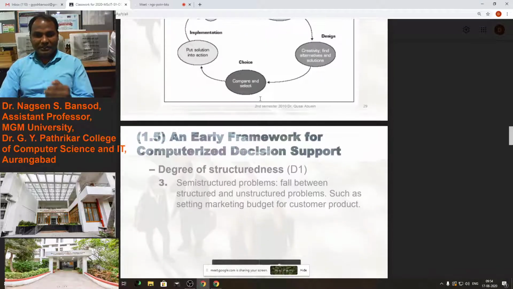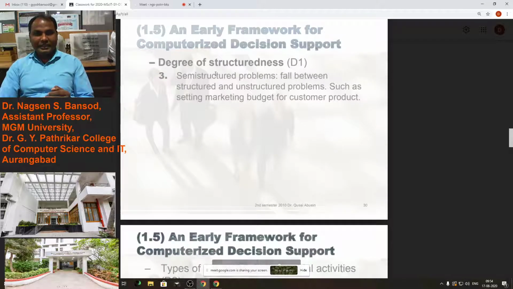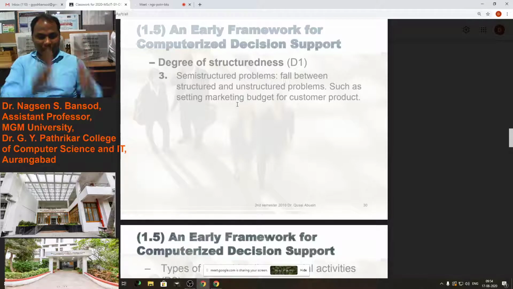Now we will see in detail the degree of structuredness. In the previous lecture, we already discussed structuredness and the type of control. There were 3 types of structure: structured, semi-structured and unstructured. I already said to you, a structured business means a compact business.